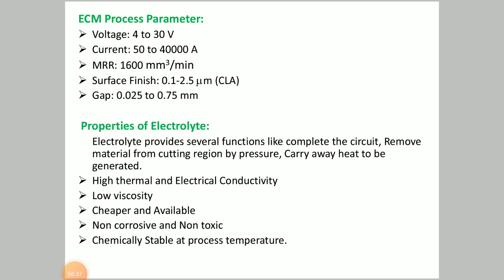Now the electrochemical machining process parameters, in short: voltage ranging from 4 to 30, current 50 to 40,000 ampere, material removal rate 1600 cubic millimeter per minute, surface finish ranging from 0.1 to 2.5 micrometer, and the gap in between tool and workpiece is approximately 0.025 to 0.75 mm.